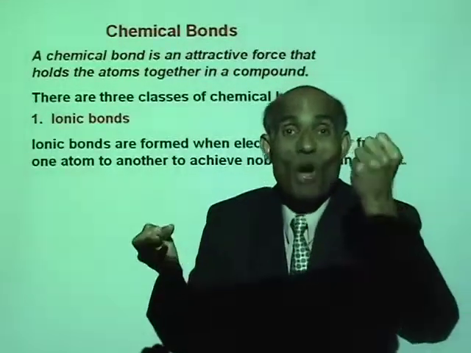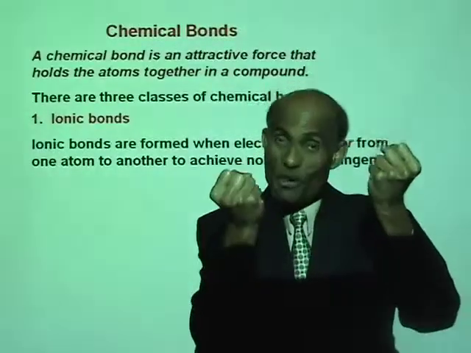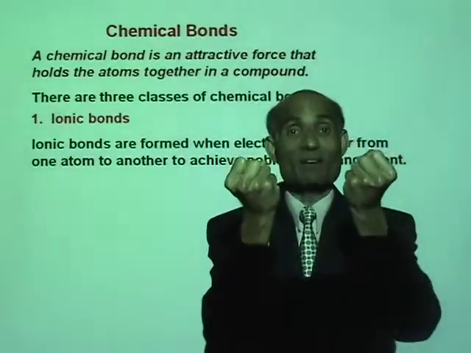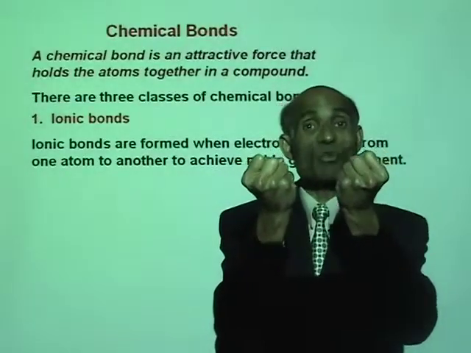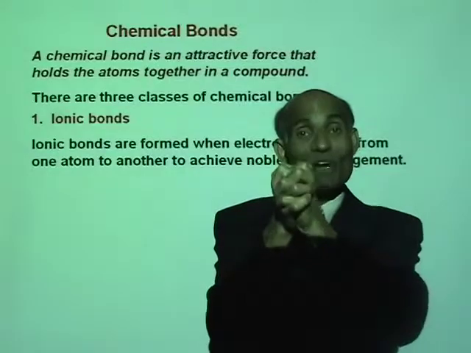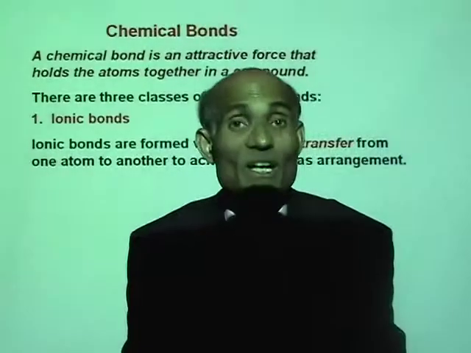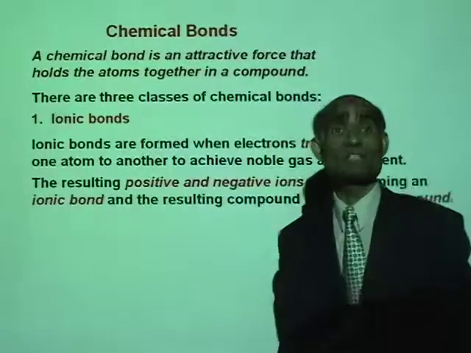Sodium becomes a positive ion. It's lost an electron. And chlorine becomes a negative ion. And from that day onwards, what will they do? They will stay together. A firm ionic bond has formed between them. You see how beautiful that arrangement is.